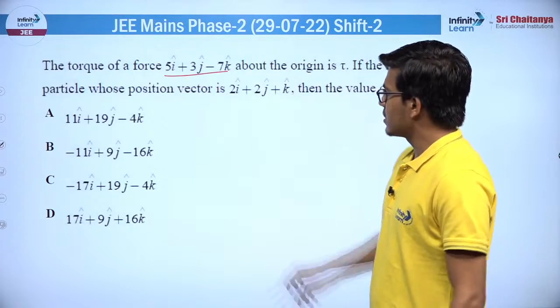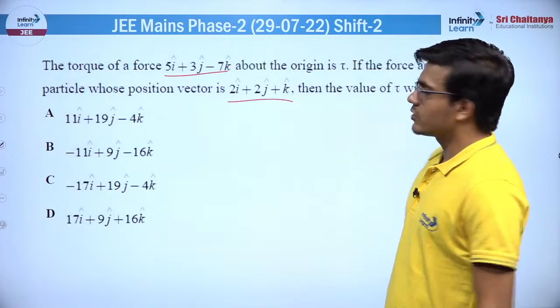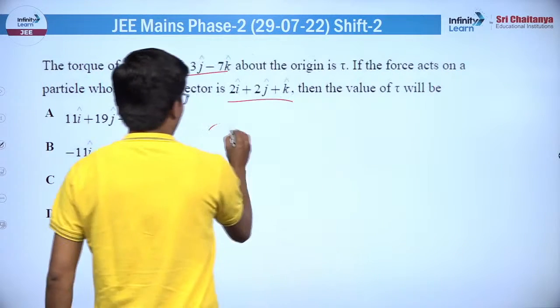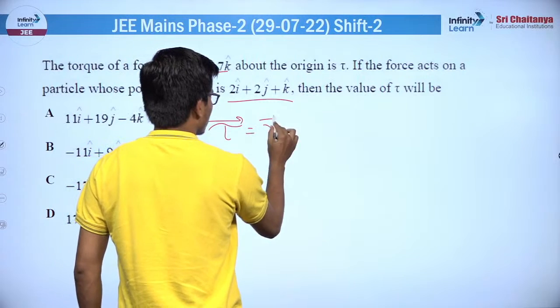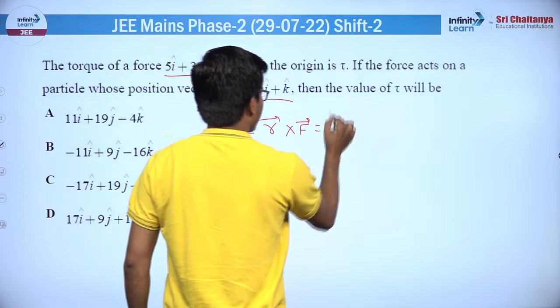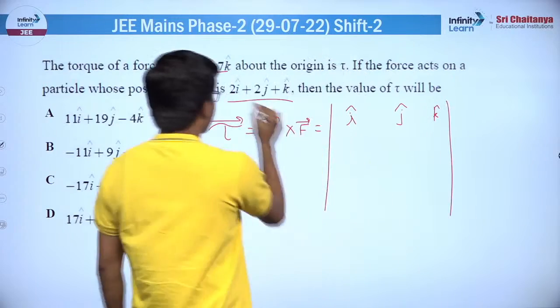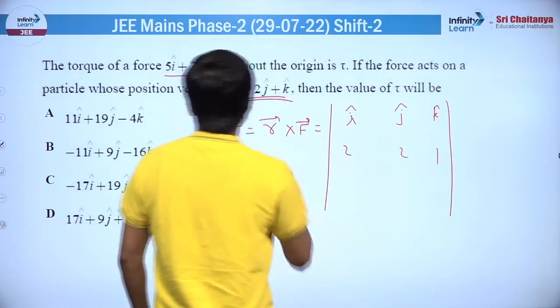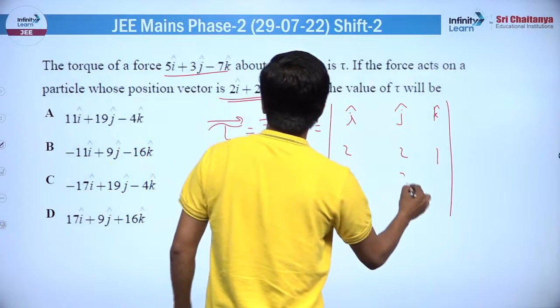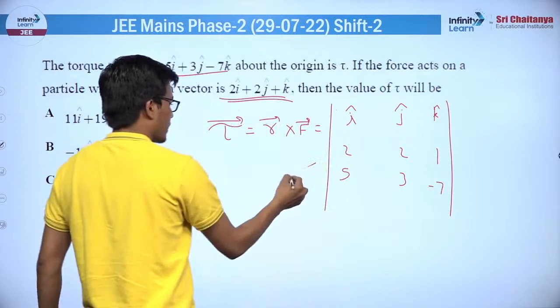There is a force and a position vector. You need to find the value of torque. You know that torque is given by cross product of R and F, right? So this is I cap, J cap, K cap. R vector is given to you 2, 2, 1. Force vector is given to you 5, 3, minus 7. So you can write this expression.